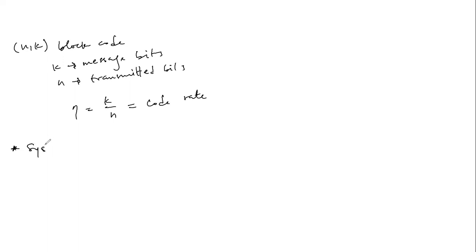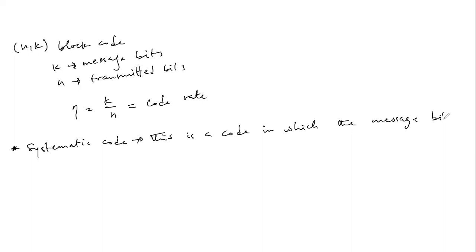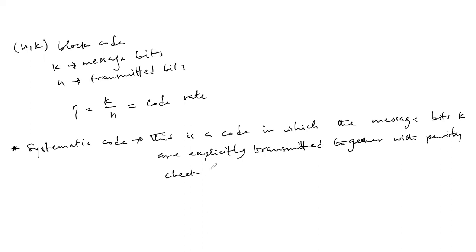So, systematic code. This is a code in which the message bits, say k, are explicitly transmitted together with the parity bits, n minus k, such that we have the block code.